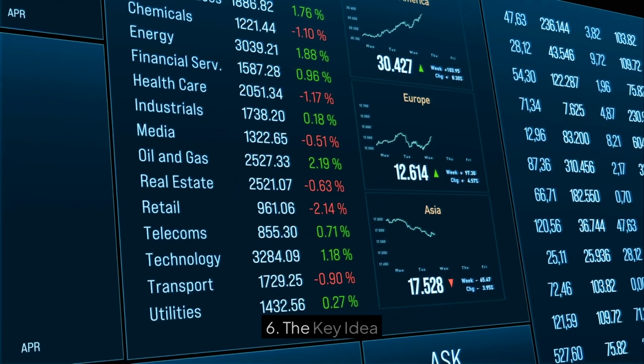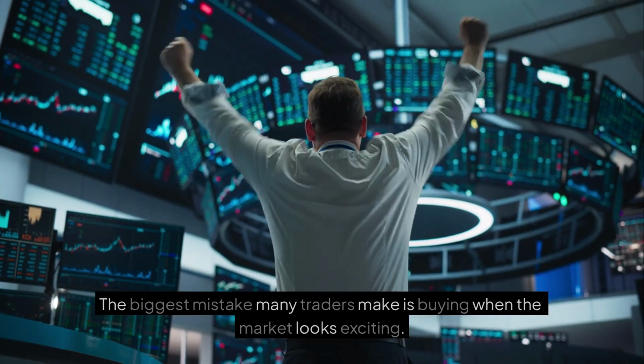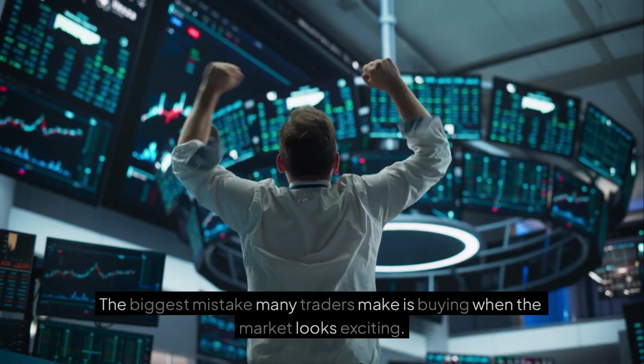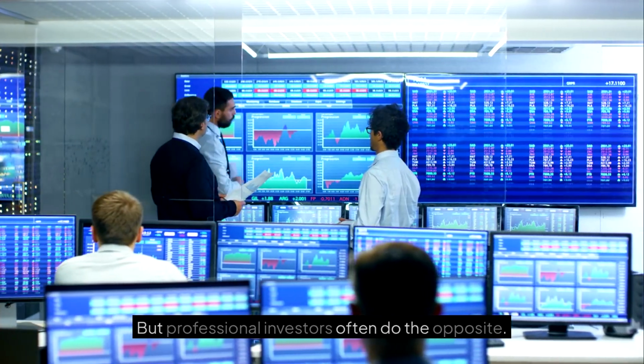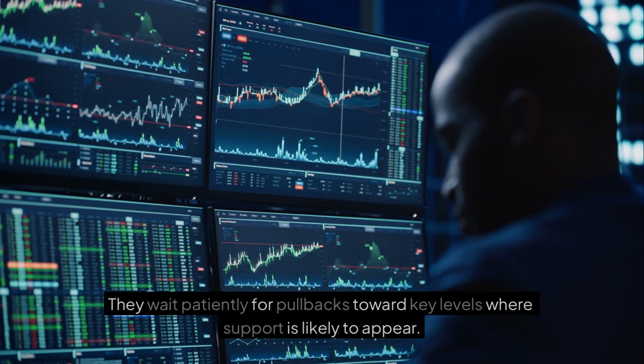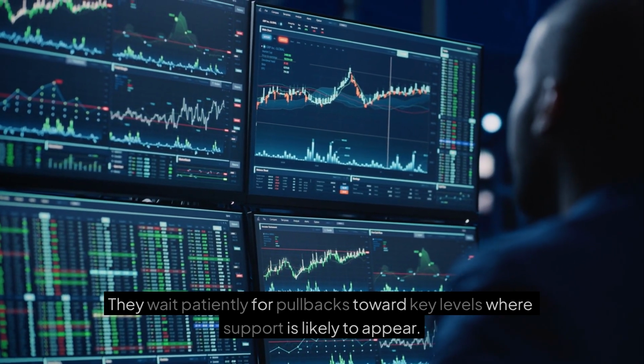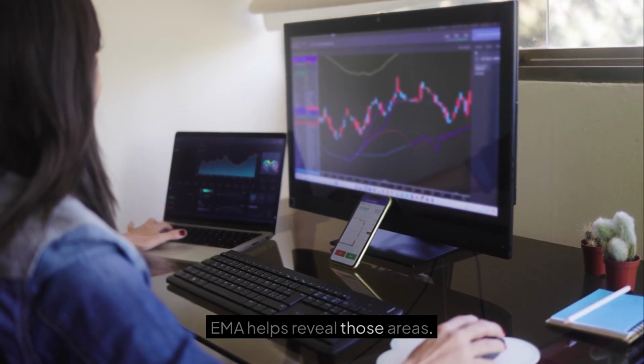6. The key idea. The biggest mistake many traders make is buying when the market looks exciting. But professional investors often do the opposite. They wait patiently for pullbacks toward key levels where support is likely to appear. EMA helps reveal those areas.